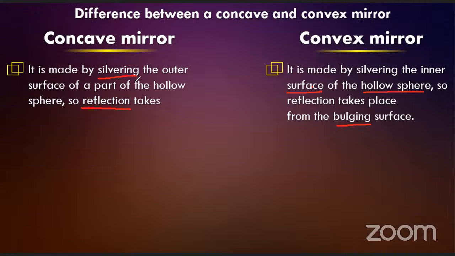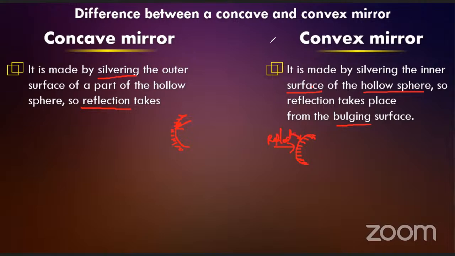Silvering means coating with paint. So if you see the surface here, the outer surface is silvered, which means painted with some color, and the inside surface is the reflecting surface for a concave mirror. Here it is made by silvering the inner surface. Inner surface means, if you see like this, the inner surface is coated with some paint, whereas the outer surface is bulged, meaning bent. This is what we call the reflecting surface.